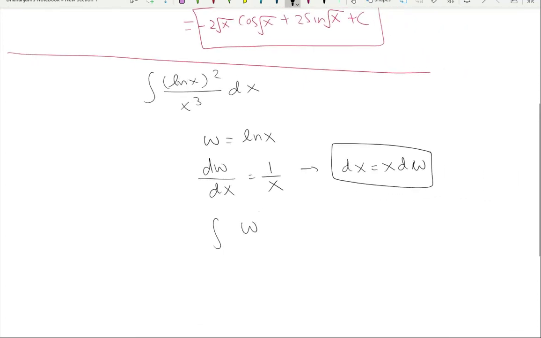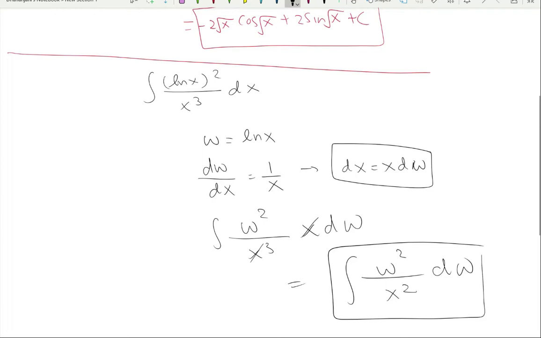Now this is w squared over x cubed. dx is x dw. Okay, so now x and 1 over x cancel out. Okay, so this is w squared over x squared dw. All right, now we can't have x and w both in the integral. We have to get rid of x squared. So how do you get rid of x squared? Well, we go to the substitution. Now we need x squared and we have w is equal to natural log x.